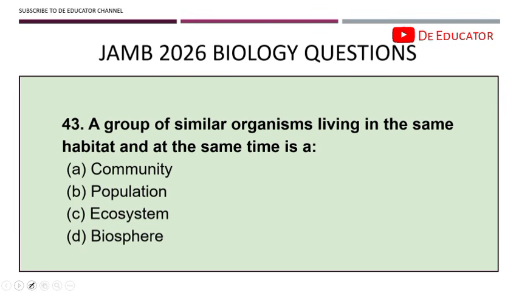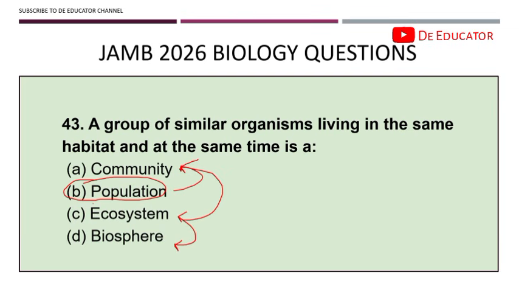43. A group of similar organisms living in the same habitat and at the same time. When you see the same organism, it is a population. When you see different organisms living together, it is a community. Okay, it's important that you know the hierarchy. So you have population to community, community to what? Ecosystem, and then ecosystem to what?